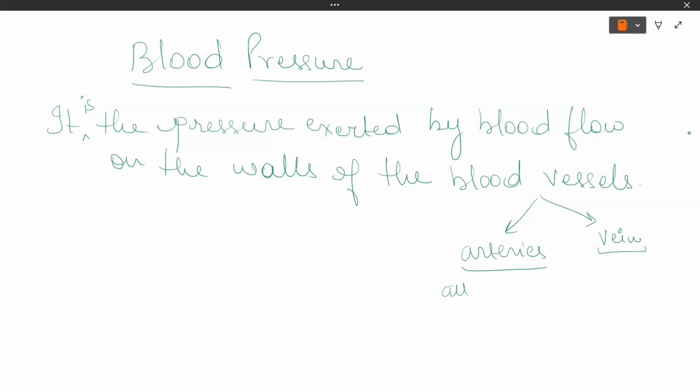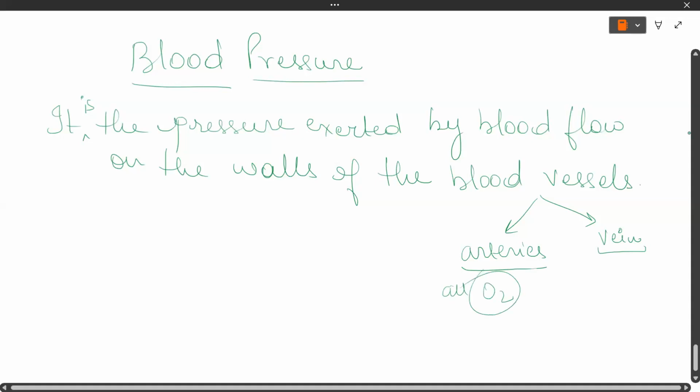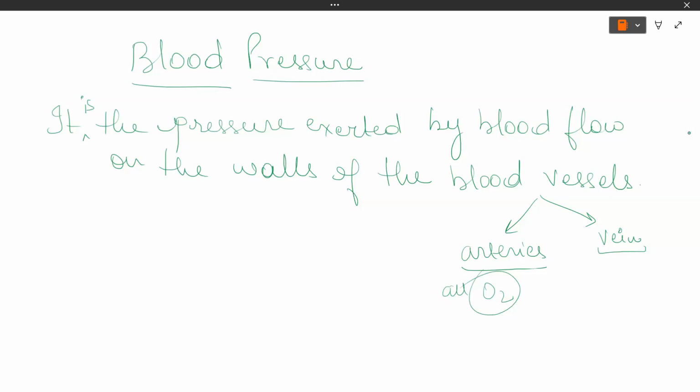See, all the arteries transport oxygenated blood everywhere, except for the pulmonary artery. The pulmonary artery transports deoxygenated blood. Then again, all the veins transport deoxygenated blood. And what is the exception here? The pulmonary vein. It transfers oxygenated blood. Is it clear? Yes, ma'am.